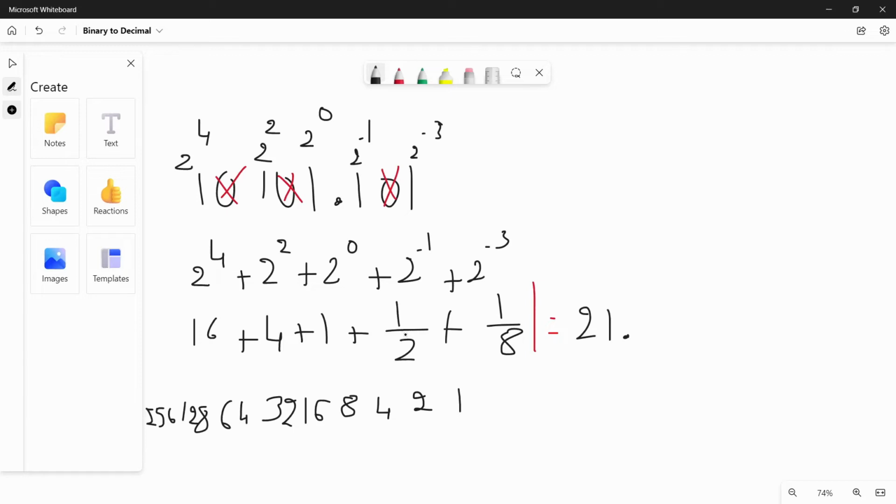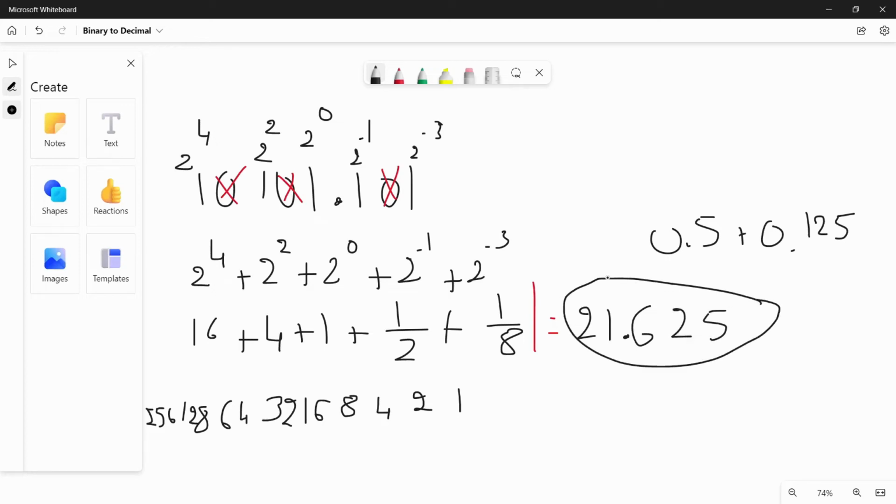Now 1 over 2 is actually 0.5. But what is 1 over 8? Well, if you do it on the calculator, you'll obtain 0.125. So that means 0.5 plus 0.125. If we add those together, we'll obtain 0.625. So I'll write over here 625. And this decimal number is actually the decimal number of this binary format.